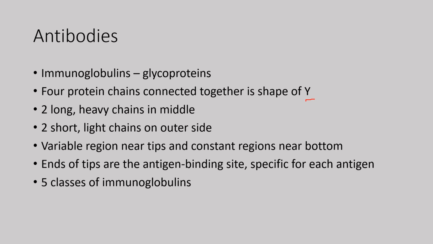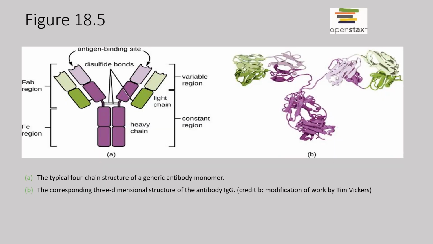Near the very tips of the Y is what we call the variable region. Near the base of the Y is a constant region, meaning it's the same for all of the antibodies. On the very end of the tips of the Y, that is where we have what we call the antigen binding site. That is very specific for each antigen. That's where the foreign antigen will bind. And there's 5 different classes or types of immunoglobulins.